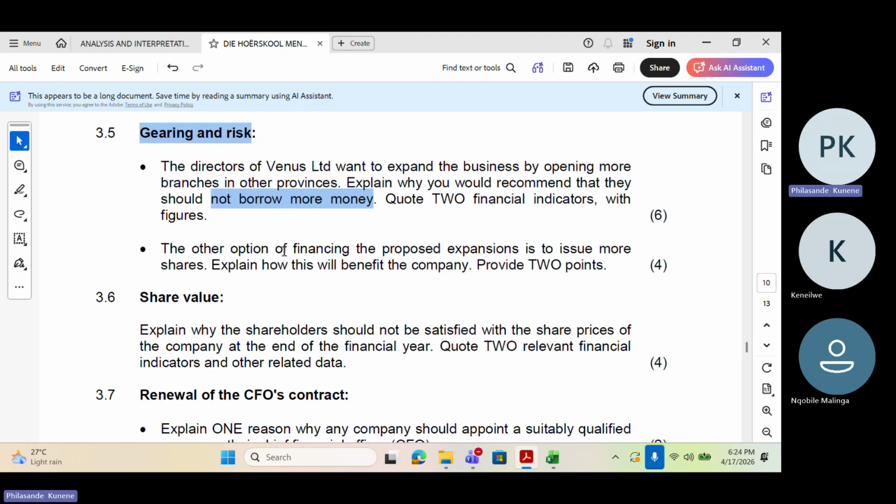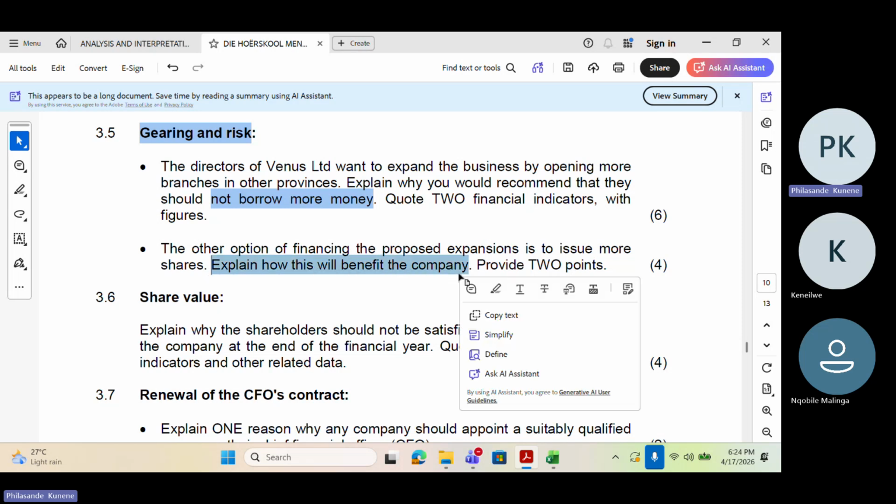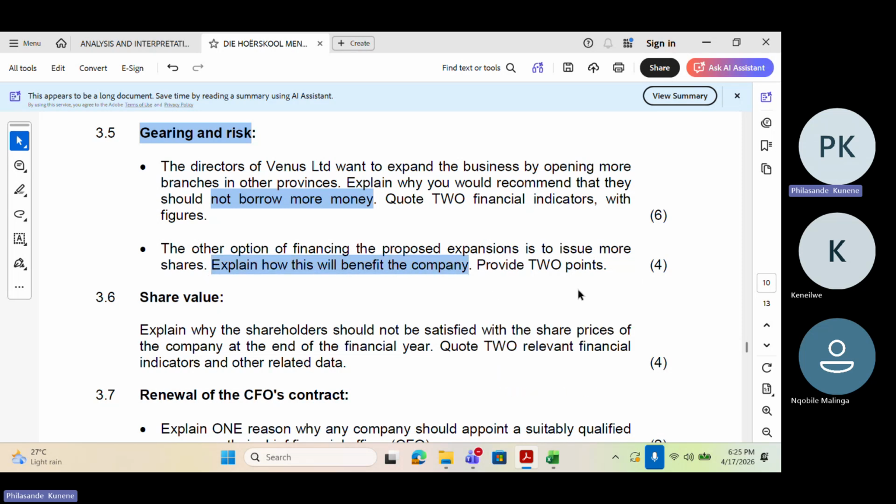Okay. The other option of financing the proposed expansion is to issue more shares. Explain how this will benefit the company. Provide 2 points. We are now saying it's better to issue shares than borrowing money. Obviously, that is supposed to have some benefit. We just need to give those benefits. Why is it good for the company to issue shares than borrowing money?